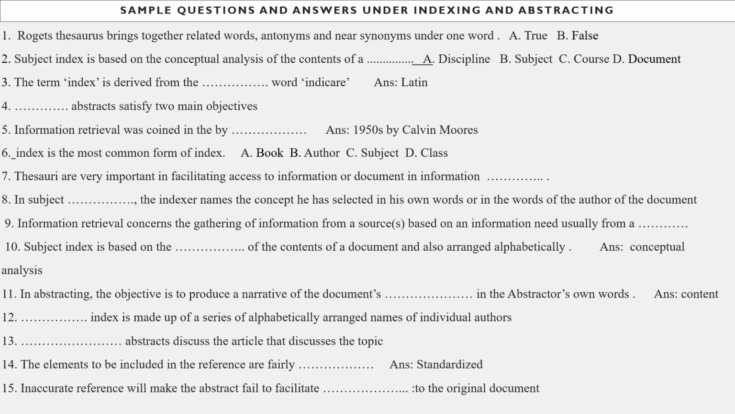Then question number 6. Dash index is the most common form of index. The most common form of index is the book index, right? So the answer is book index, which is the most common form of index. Then question number 7.